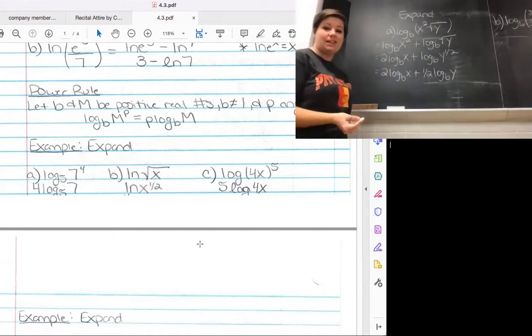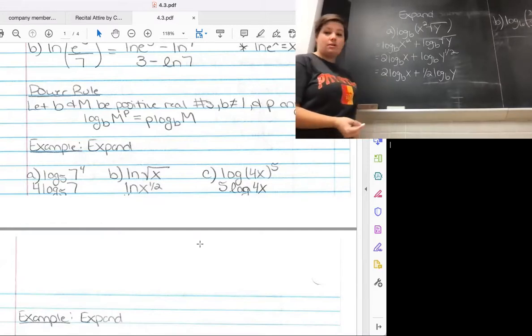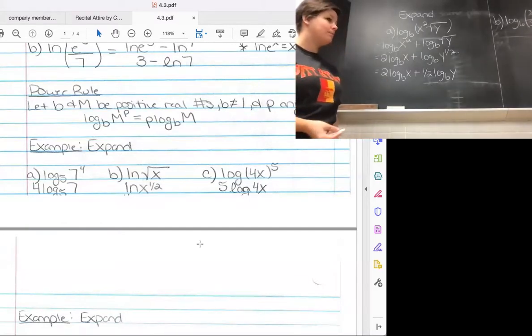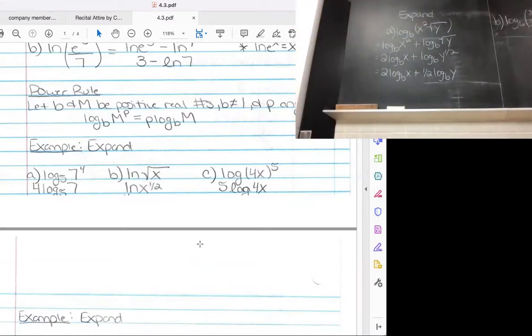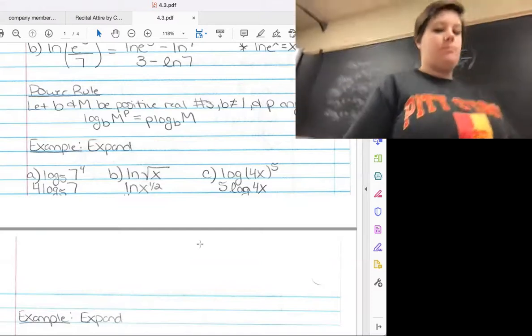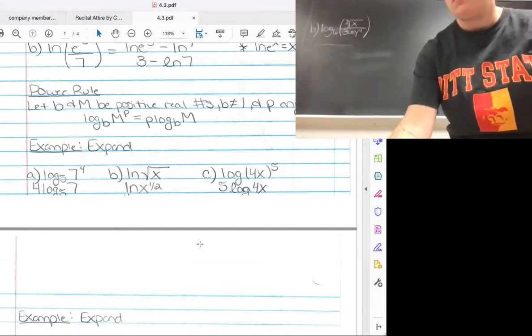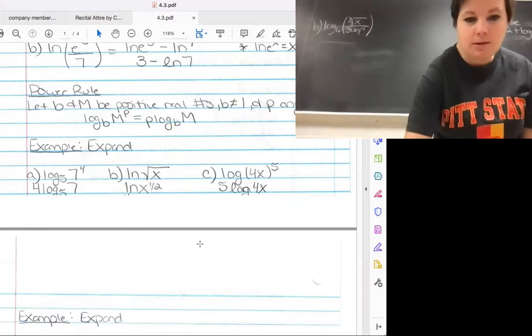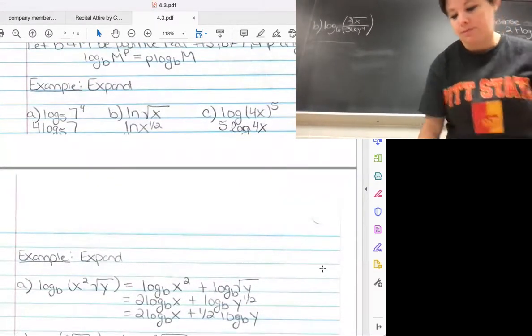I can't bring anything else out. I can't do anything else. I can't simplify anything else. So that's as far out as I can take it. Okay. Let's do another example. That first one is there for you.